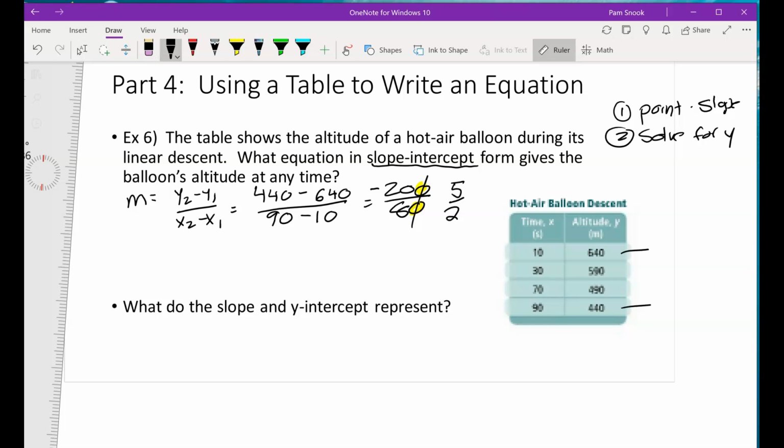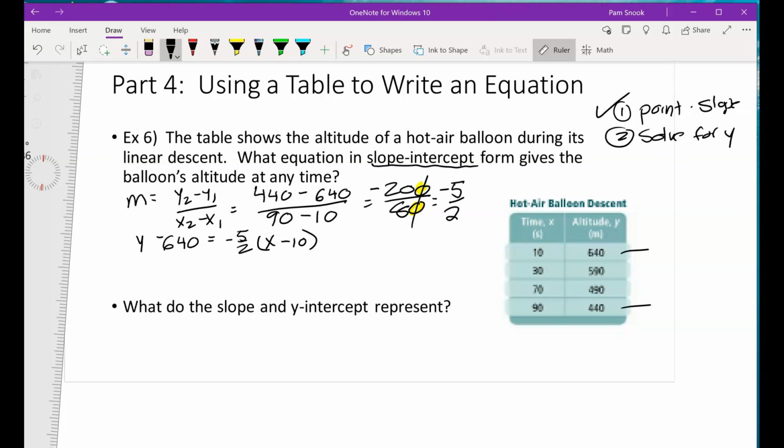I'm going to clean this up a little bit, make it easier to read. There we go. All right, now let's pick a point. I'm just going to grab the first one, the 10 and 640. So y minus 640 equals your slope, which is negative 5 over 2, times x minus 10. So now I've got my answer in point slope form. So check that off.